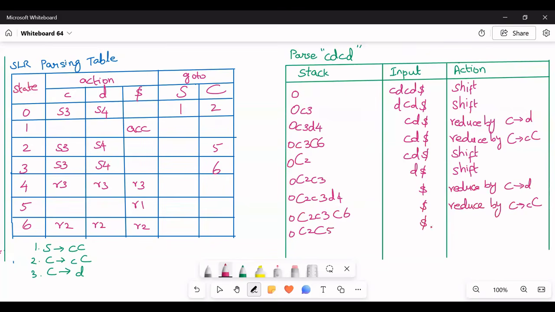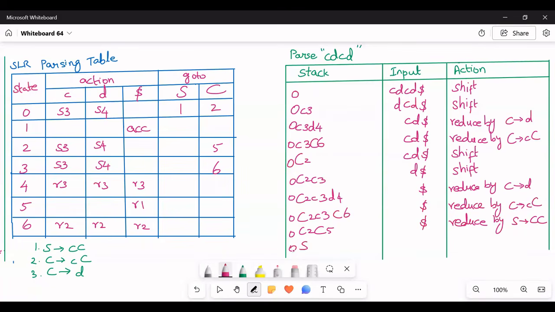So dollar. Then 5 and dollar. 5 and dollar is R1. So reduce by production number 1. Reduce by R1. So S tends to CC. So here length of the right hand side is 2. If you multiply it by 2, we will get 4. So pop 4 symbols from the stack and then write left hand side of the production.